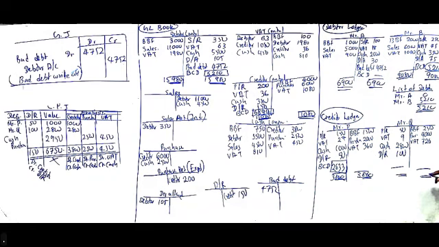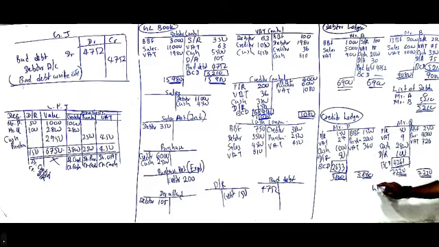6,500, 7,220. BCD. How much is the BCD? 4261, confirmation. Yes, correct. 4261.